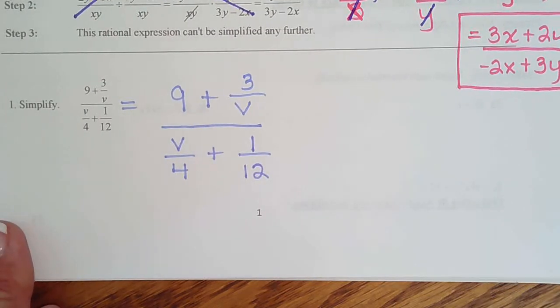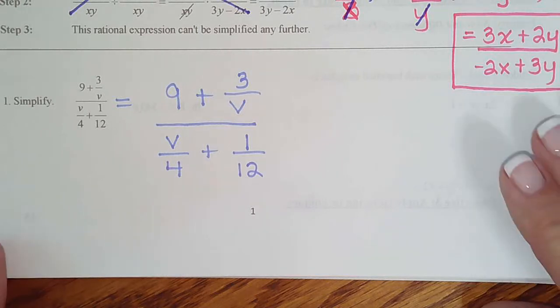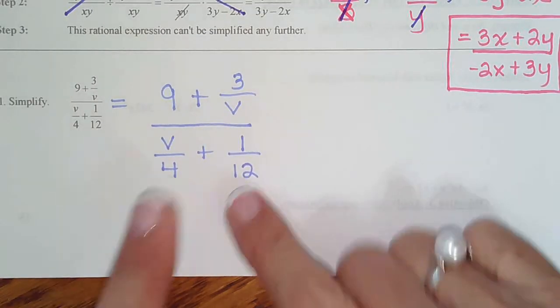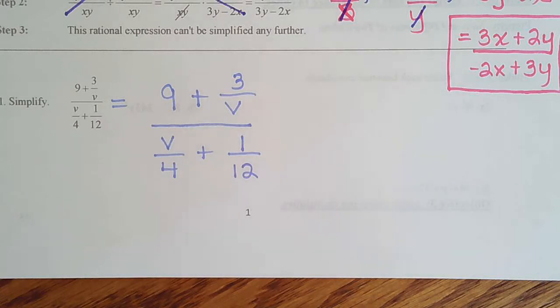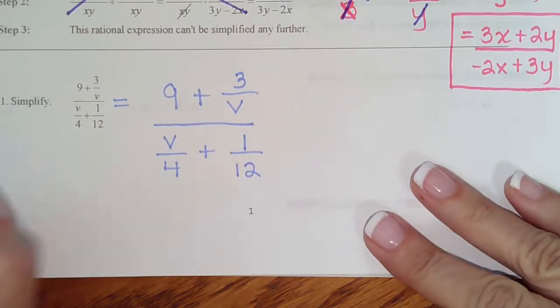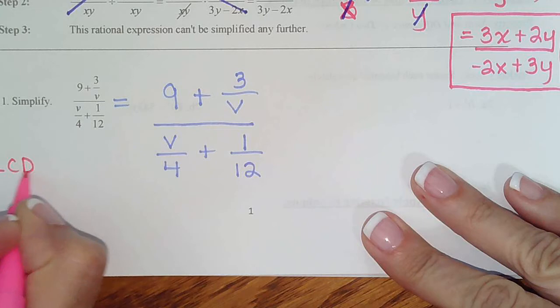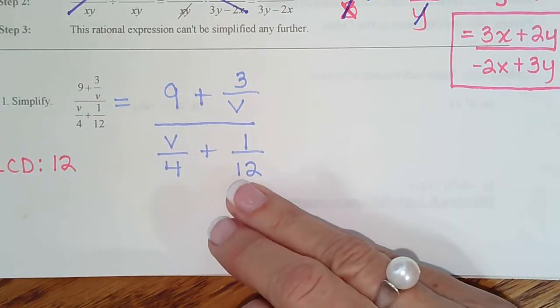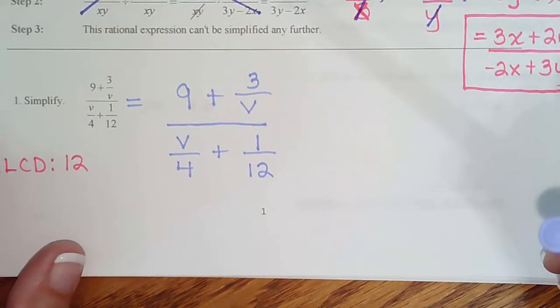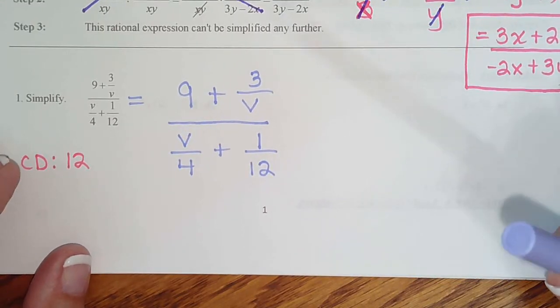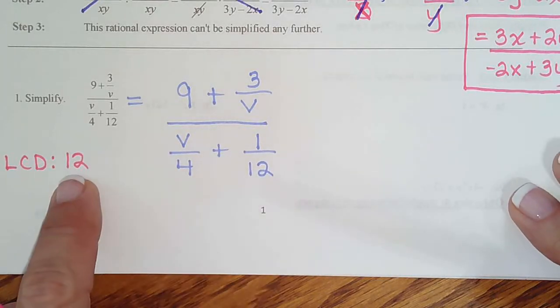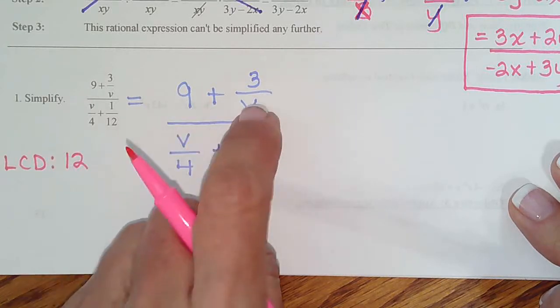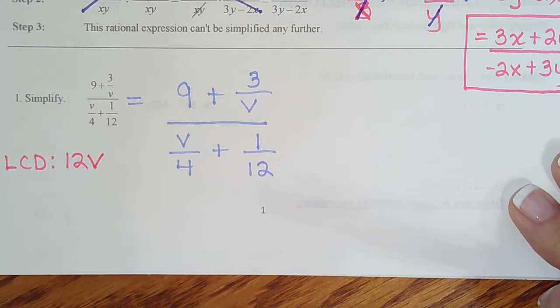So if you were adding two fractions that had a denominator of 12 and 4, what would your common denominator be? It would be 12, right? So when you have two numbers, if one of the numbers goes into the other number, that's your common denominator. So if I was adding two fractions that had denominators 4 and 12, my common denominator would be 12. Up here, I have a 1 and I have a v, but remember for LCD, you have to write everything you see.